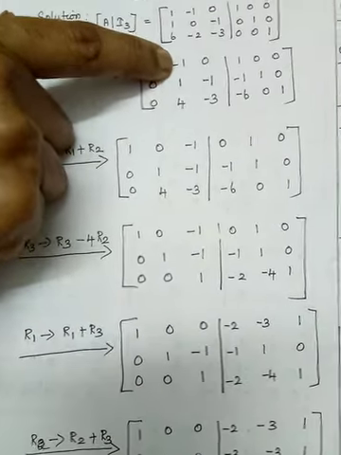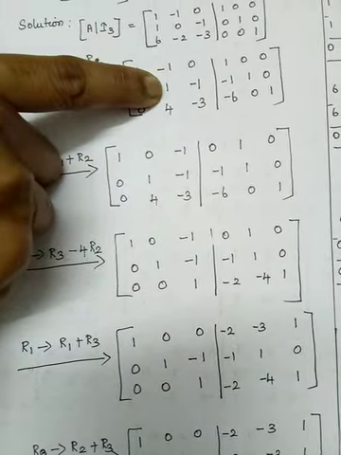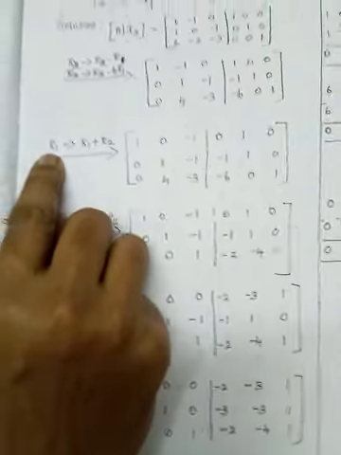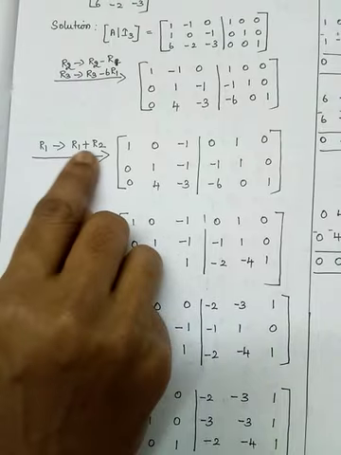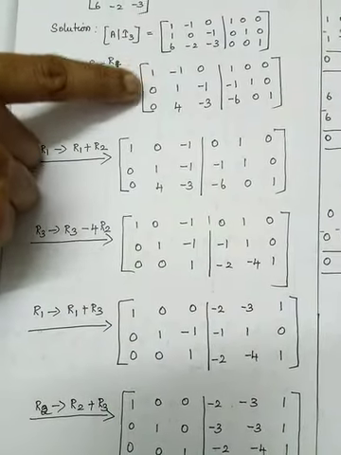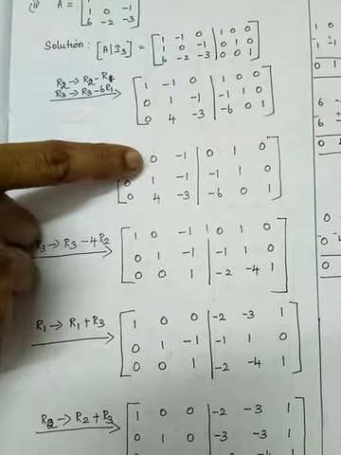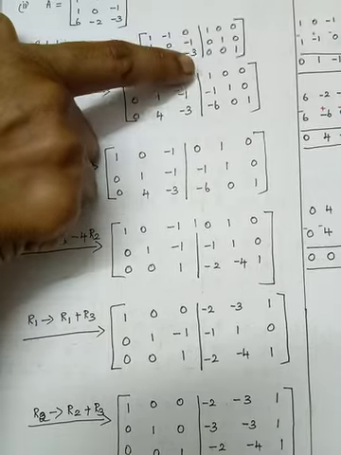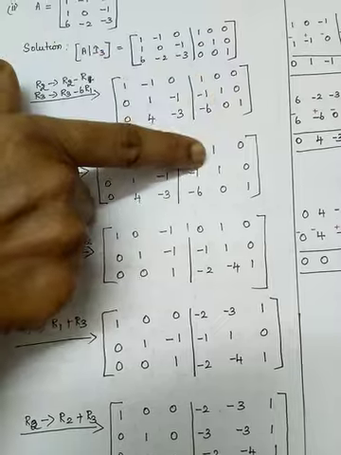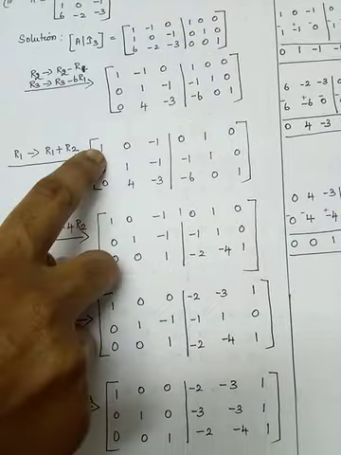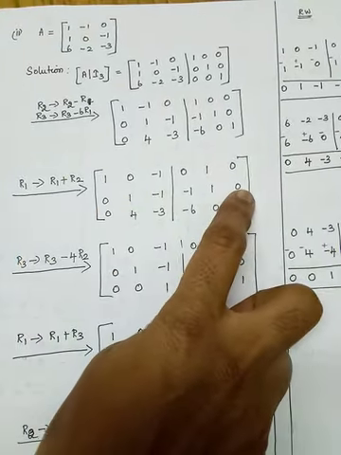Look at this place, here minus 1. In the place of R2 you are having 1. When you add, it will become 0. So I have done R1 implies R1 plus R2. Look at R1 plus R2. Simply I have added: 1 plus 0 is 1, minus 1 plus 1 is 0, 0 minus 1 is minus 1. The same thing you have to do here also: 1 minus 1 is 0, 0 plus 1 is 1, and 0 plus 0 is 0. So I have completed R1. There is no change in R2; I have written R2 as it is.